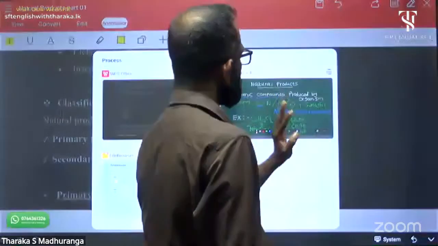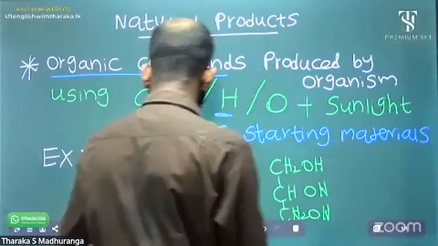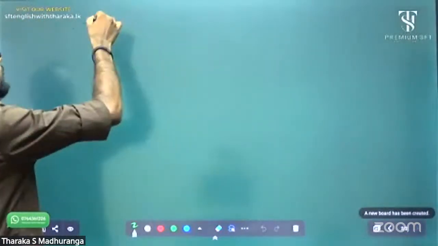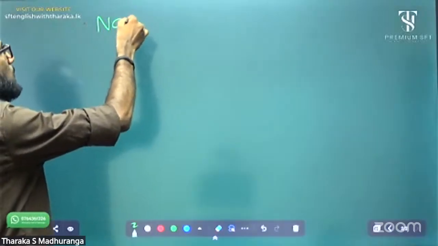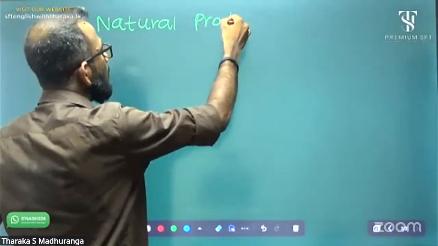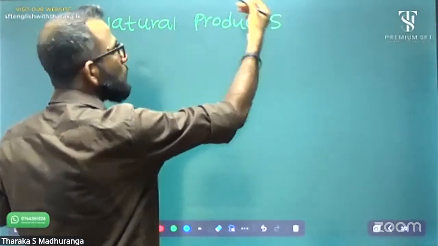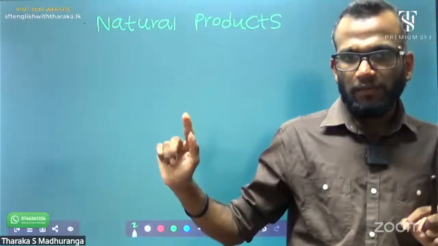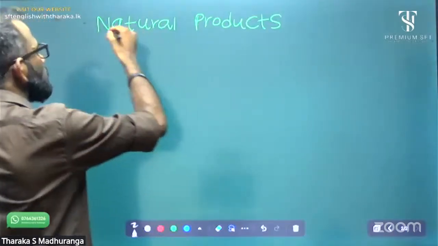Natural products are mainly two types. If you want, you can make a short note. On Saturday, Sunday or Monday, you can collect your tute and complete it. Everything I have given is in the tute, right?